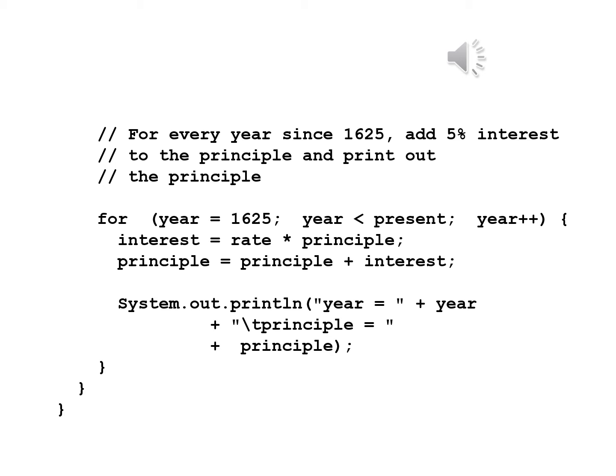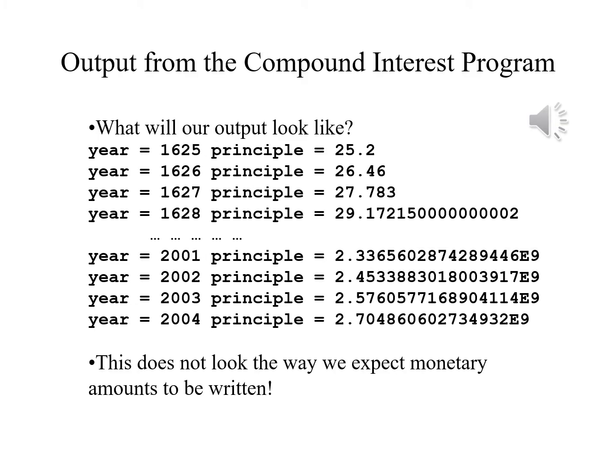We have a brace to close the loop, a brace to close the main method, and a brace to close the program. Let's take a look at the output that we'll get. For the first year, it'll be 25.2. The second year, 26.46. And then 27.783. And you'll notice that we get after that a large number of decimal places. As we get near the beginning of the 21st century, the number is in scientific notation.